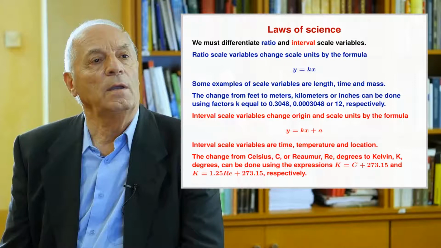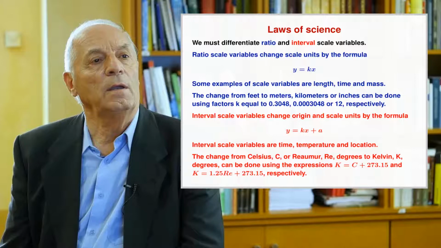Ratio scale variables change scale units by the formula y equal to kx. Some examples of ratio scale variables are length, time, and mass. For example, the change from feet to meters, kilometers, or inches can be done using factors k equal to 0.3048, 0.0003048, or 12, respectively.